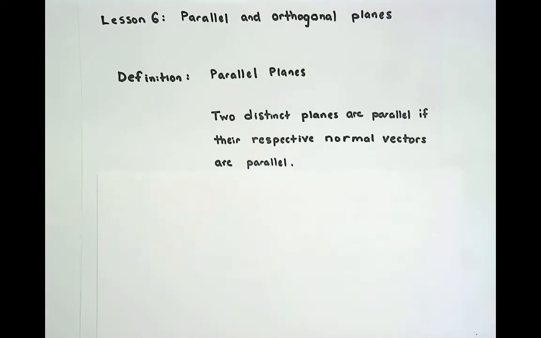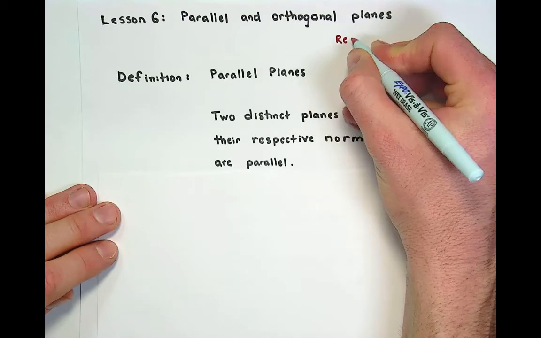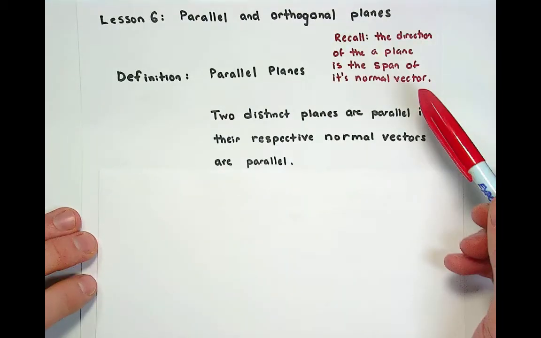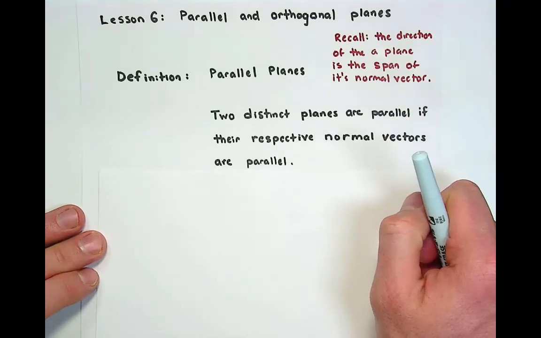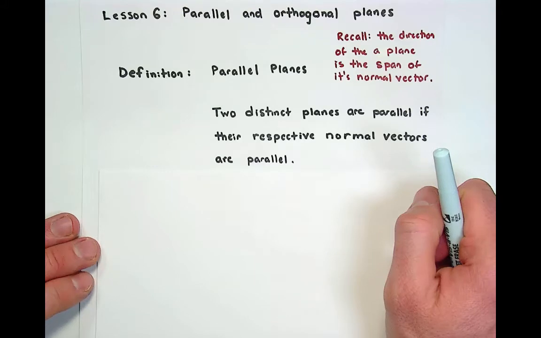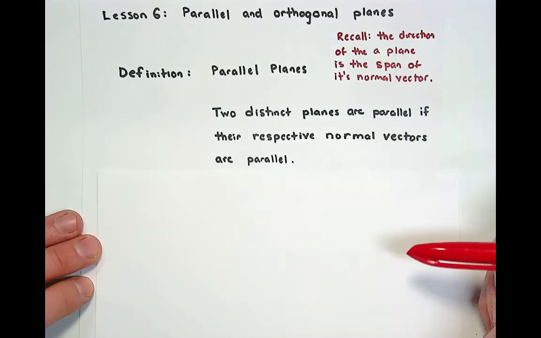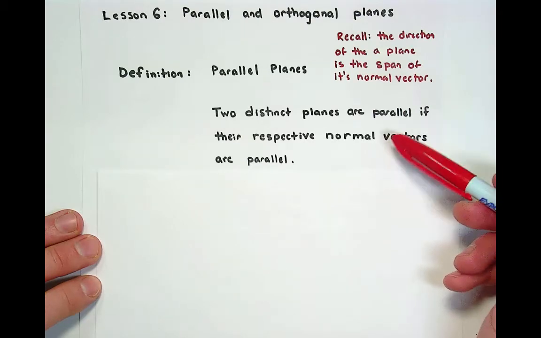This goes back to a fundamental definition, which is that the direction of a plane is the span of its normal vector, where the span means the set of all possible scalar multiples of this vector. So we say two planes are parallel in the same direction if their normal vectors are in the same direction.